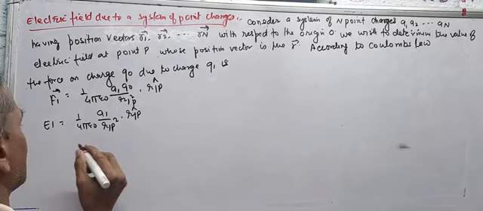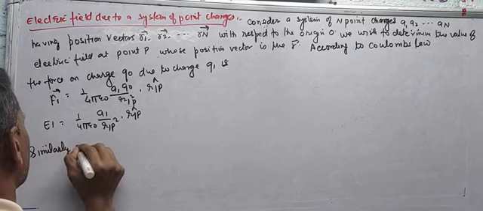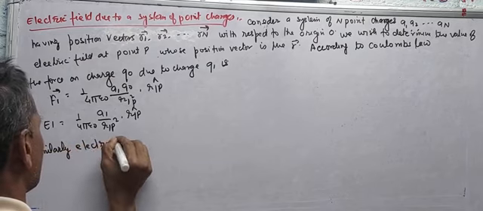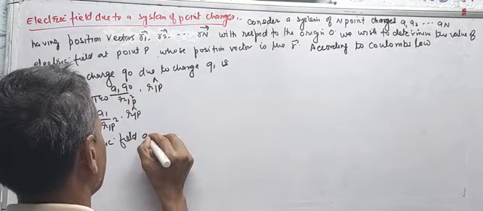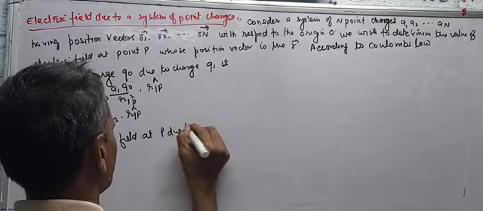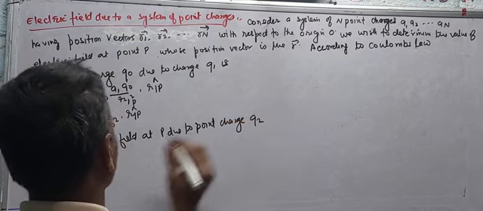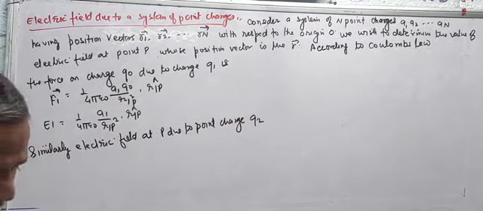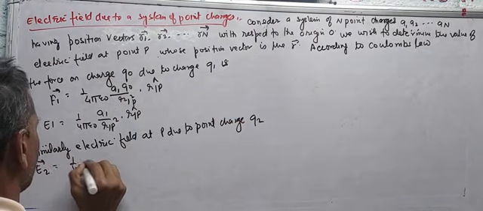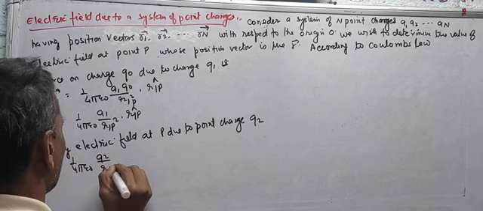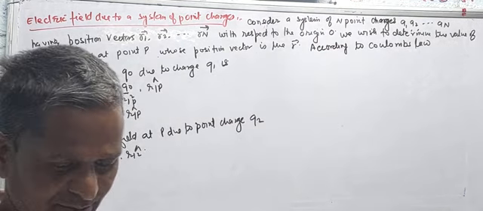Similarly, electric field at P due to point charge q2, E2 vector, equals 1 upon 4 pi epsilon naught, q2 upon r2p square into r2p unit cap.